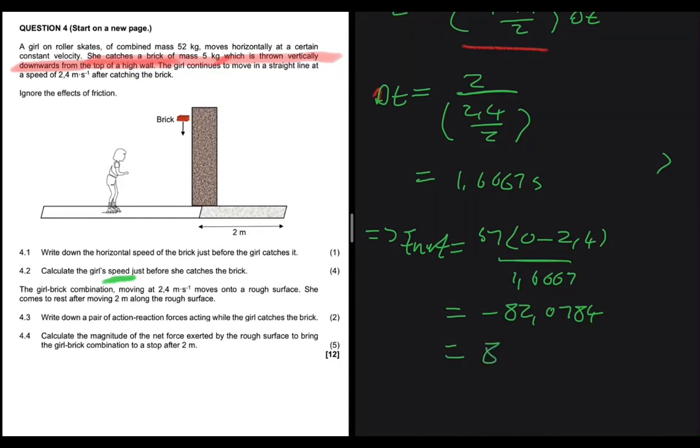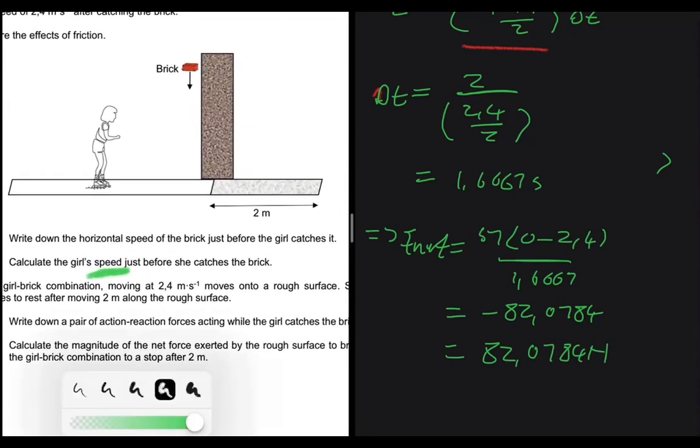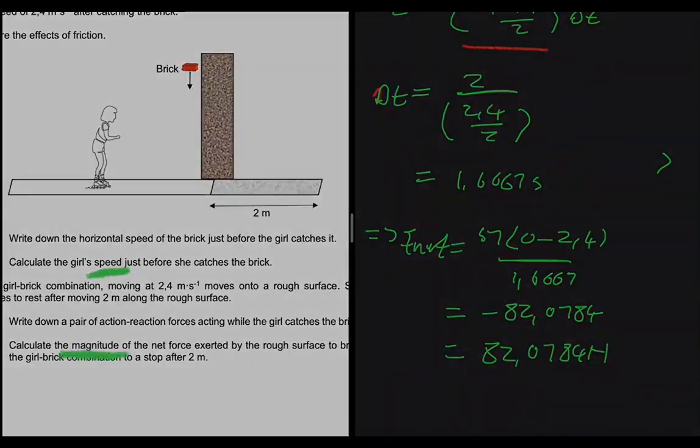So we can just say 82.0784 newtons. And then we don't have to think about the direction because the question said the magnitude. Let's just leave it like that.